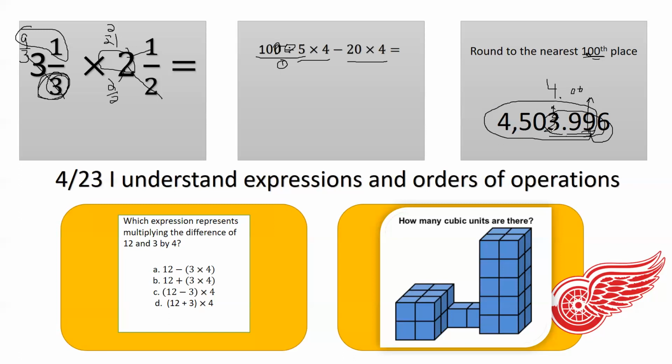So therefore, your answer is 4,504. And then you could add your zeros. You don't have to add your zeros. It's just 4,504. All right, let's go down here.